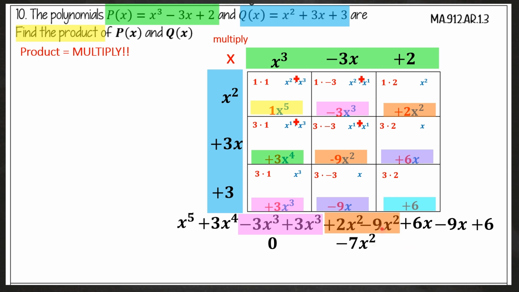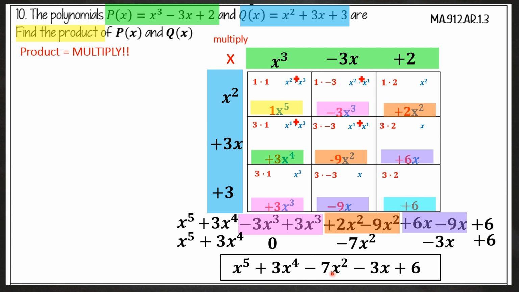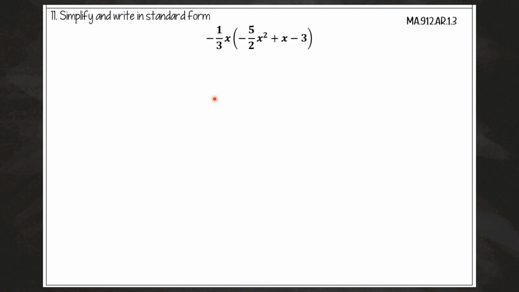If you're not good with negative numbers, use a calculator. Plus 6x minus 9x, and I'm going to get a negative 3x. I have no other terms to combine with the terms that are not highlighted, so I can just write those. And my final answer is x to the power of 5 plus 3x to the power of 4 minus 7x squared minus 3x plus 6. Notice I do not have an x to the power of 3 term. It was canceled out.